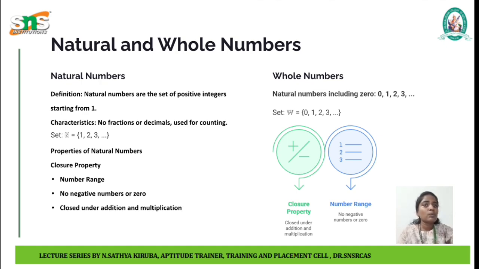Next, what is a natural number and a whole number? Natural numbers are the set of positive integers, starting from 1. They don't have any fractions or decimals, it will be just a number. This is usually closed under addition and multiplication. You cannot do subtraction or division when it comes to natural numbers. For whole numbers, you have natural numbers counting from 0. This closure property can be understood by the diagram which I have mentioned in this slide.